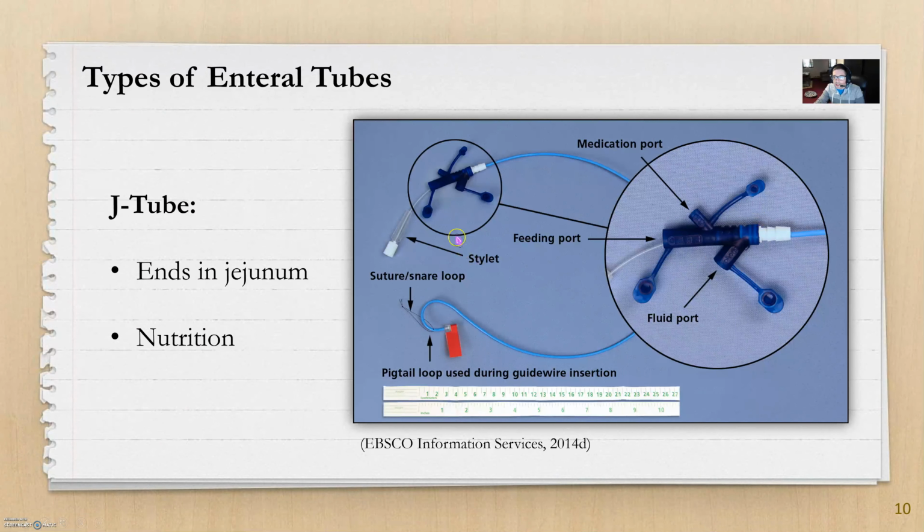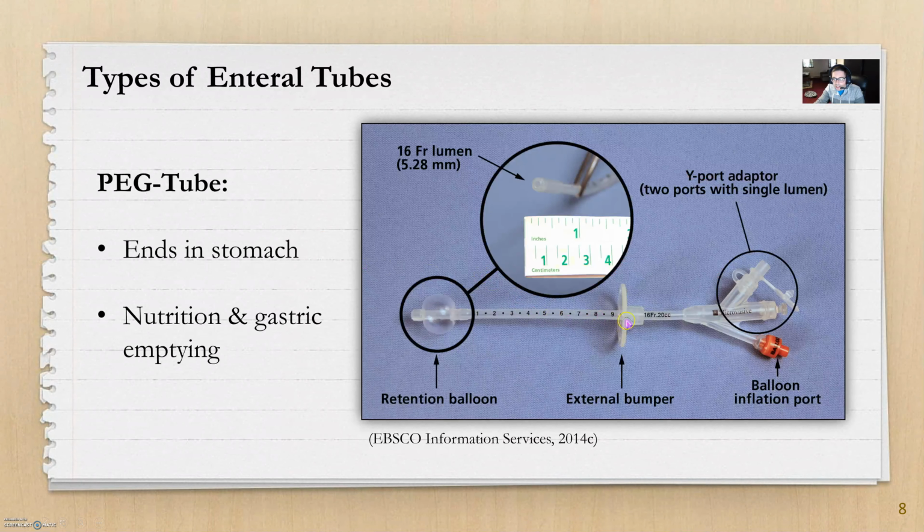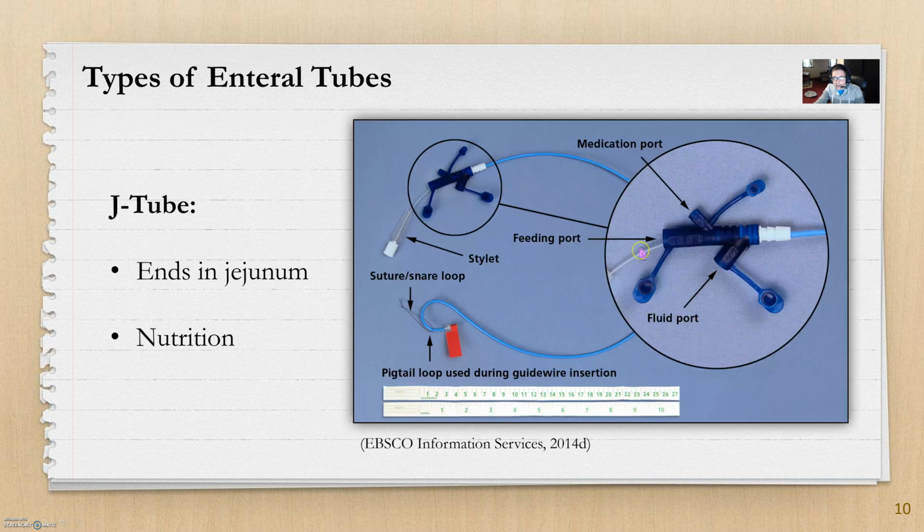The J tube. So you can see a much smaller tube as compared here. Let me show you. As compared to the G tube, which has a large catheter. So this is a very tiny catheter. It ends in the jejunum. It's basically only for nutrition.